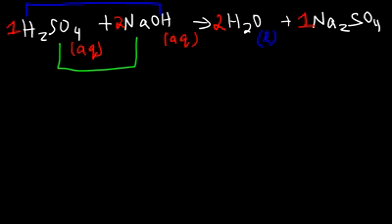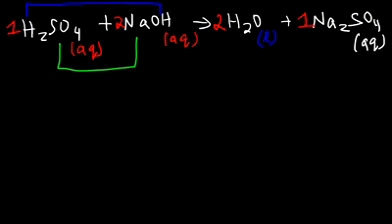Sodium sulfate, is it soluble or insoluble? All of the alkali metals found in group 1 are soluble, so this is in the aqueous phase. So now we can write the total ionic equation.